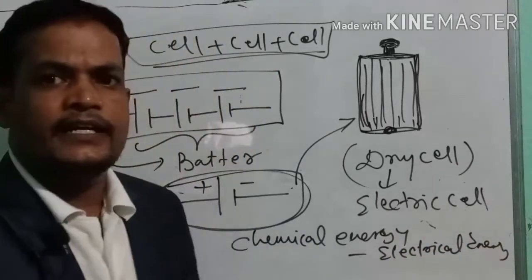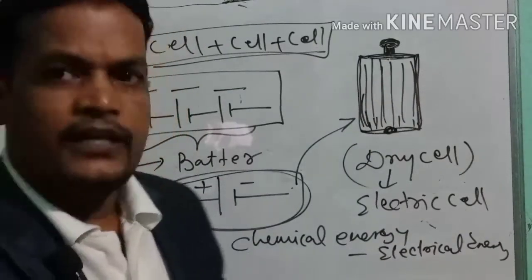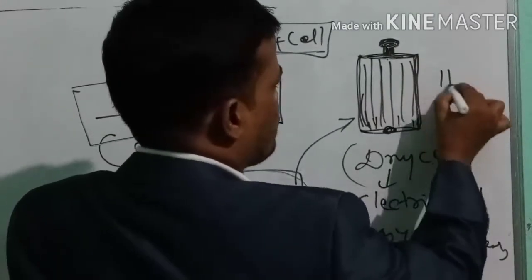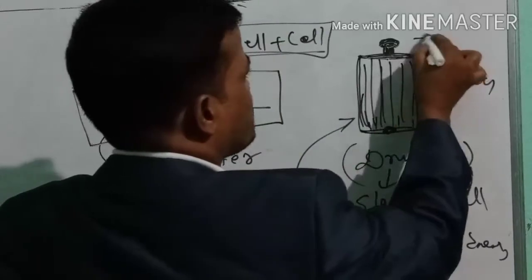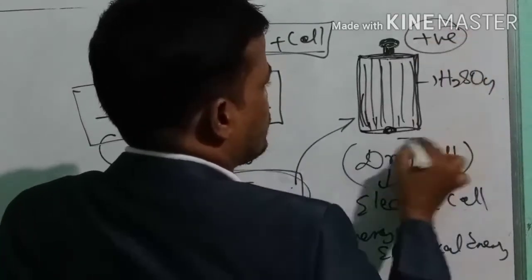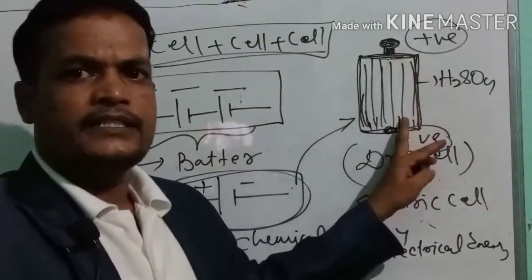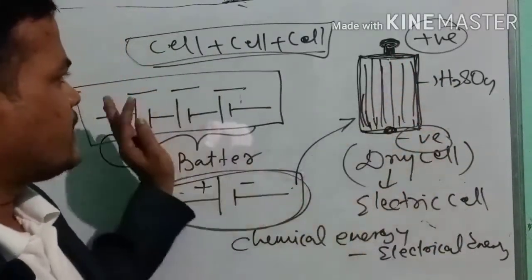Keep in mind, chemical energy, because inside the cell there are chemicals, the chemical sulfuric acid, H2SO4, is there. Sulfuric acid is there, and this is your positive terminal of this cell, and this is your negative terminal of this cell. Is it right? That is the positive terminal and it is the negative terminal. So this is what an electric cell is.